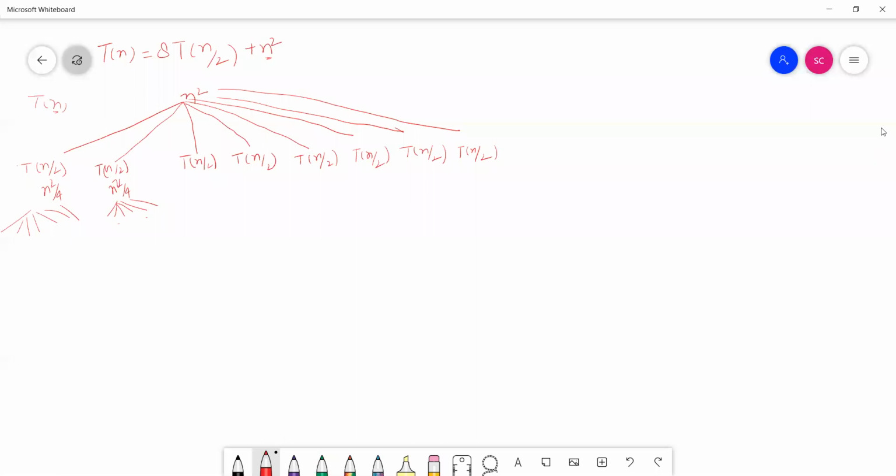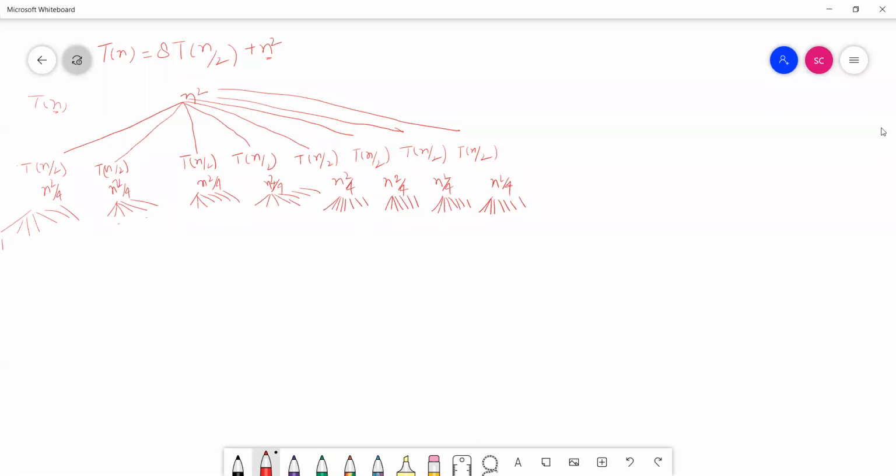Here also, after doing n square by 4 amount of work, I will get 8 subproblems. Here also n square by 4 amount of work, and 8 subproblems, and the same for each of the others. So for every T(n/2), we will get 8 subproblems.